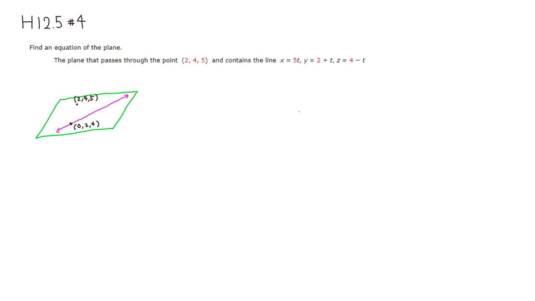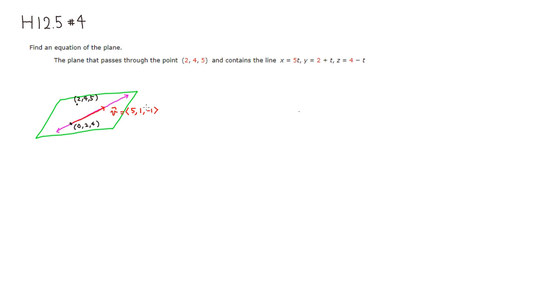Then we have a direction vector along that line. I'm going to call it v. Looking at the coefficients of t, the x component is 5, the y component is 1, and the z component is -1.